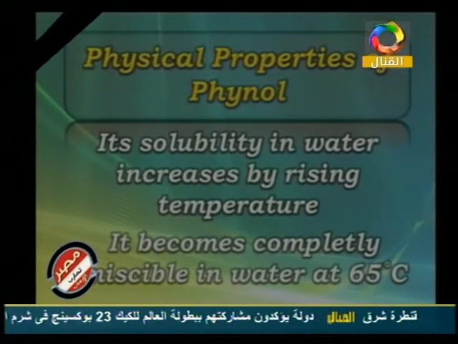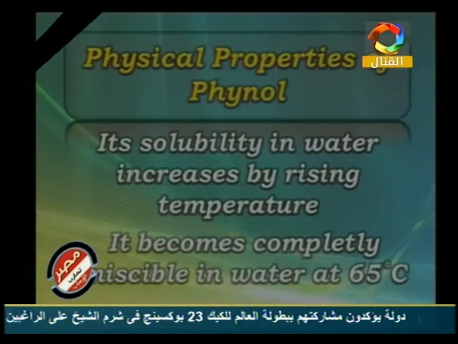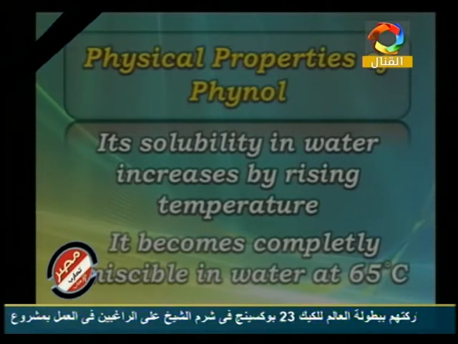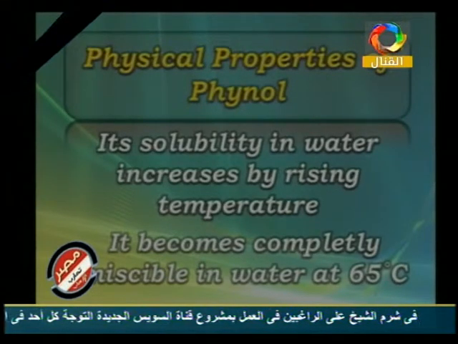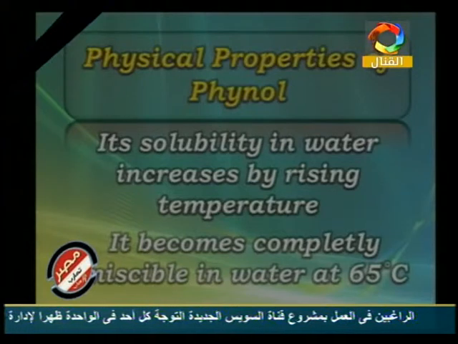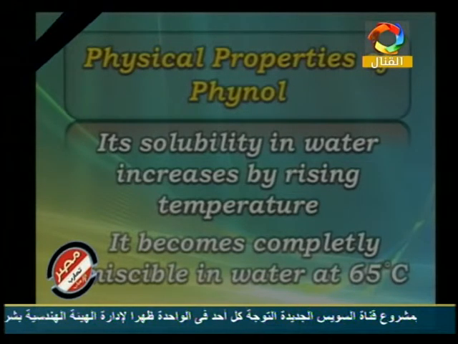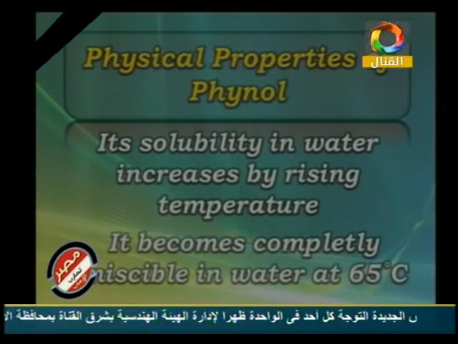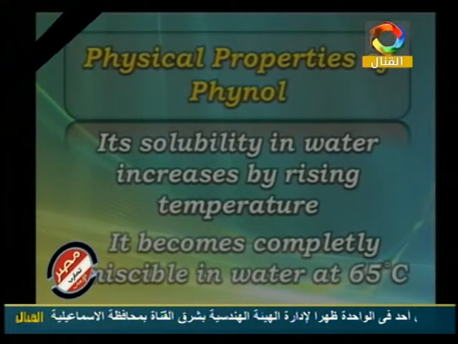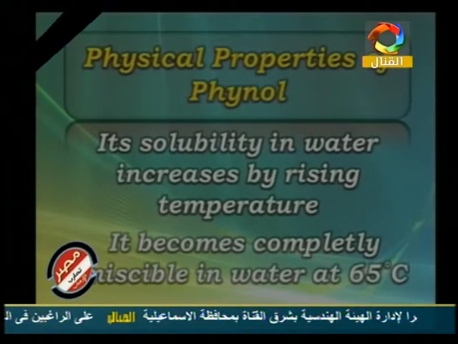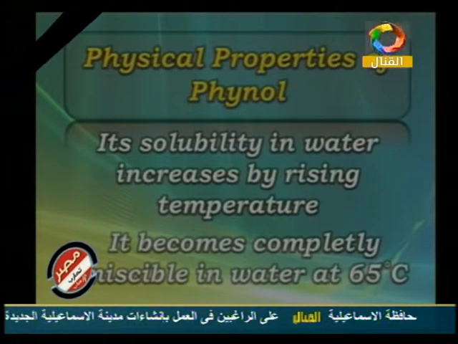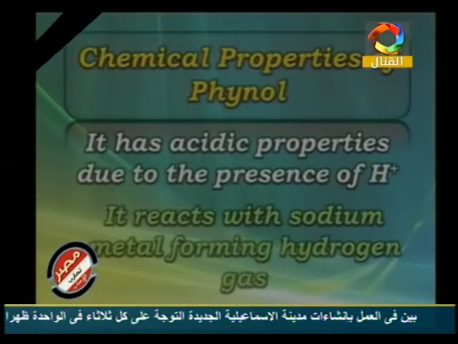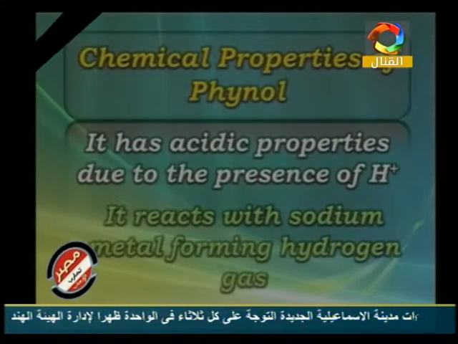So the miscibility of this phenol compound is at 65 degrees centigrade. If you have an exam and are asked to write the physical properties of phenol, or two or three properties of phenol, you must write these things. It's very important to know this: it becomes completely miscible in water at 65 degrees centigrade. After that, it has an acidic property.